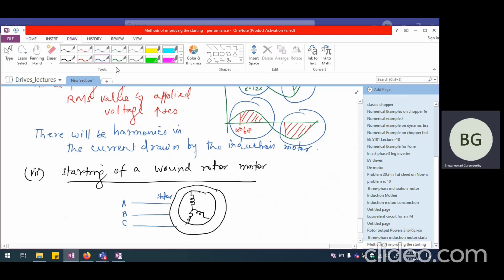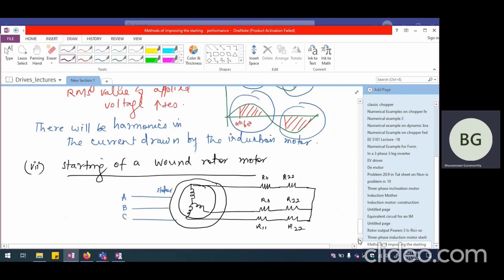And on the rotor side, rather than short circuiting the rotor windings directly, I include a variable resistance or multiple resistances and short circuit the rotor through these resistances. Let us say I have included this R11 and this R22. So I'm going to include two sets of three-phase resistances along with the rotor circuit.